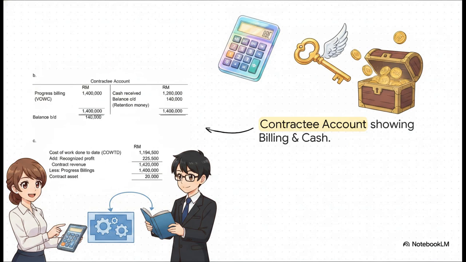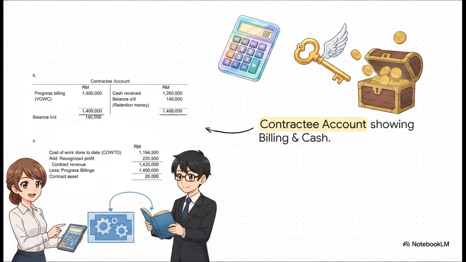So, how do we use those golden numbers? We plug them straight into a neat little T account. We put the progress billing, our VOWC of 1.4 million, on the debit side. Then the cash received of 1.26 million goes on the credit side. The balancing figure carried down, that's 140,000 ringgit.